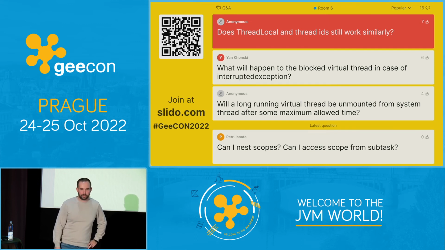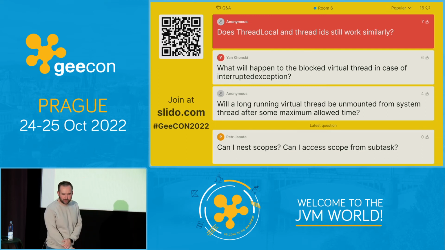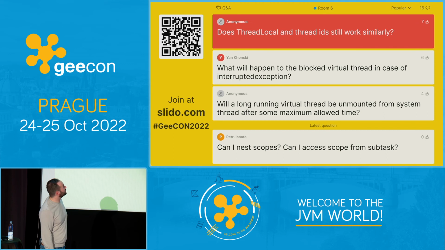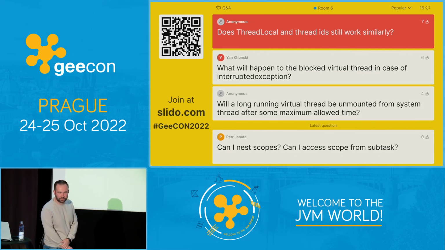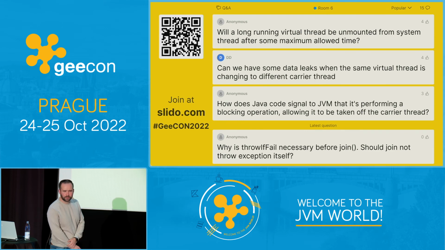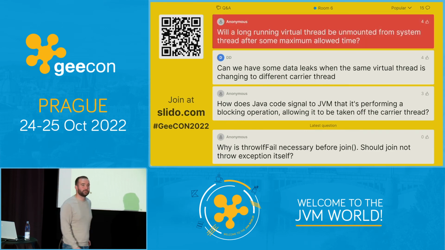What will happen to the blocked virtual thread in case of an interrupted exception? I never tried it, but because it is blocked, it isn't really running. So I wouldn't really know what would happen, but it's something that I would love to try after this talk. Will a long-running virtual thread be unmounted from the system thread after some maximum allowed time? No, it will just continue running till it's done, or it encounters a blocking method.